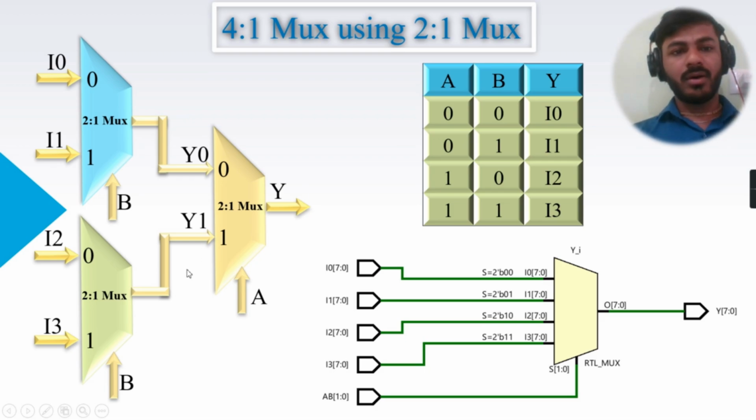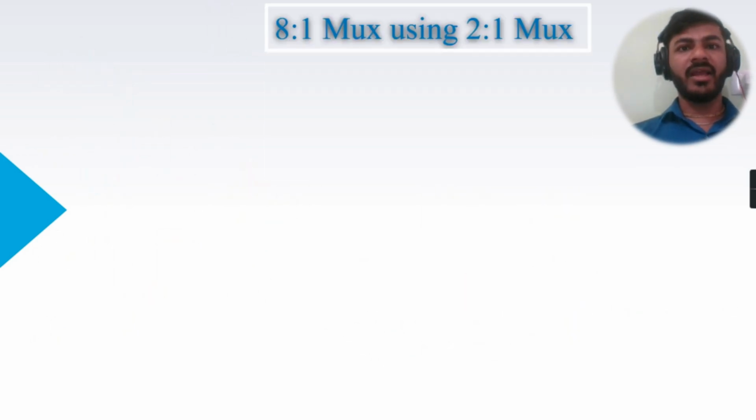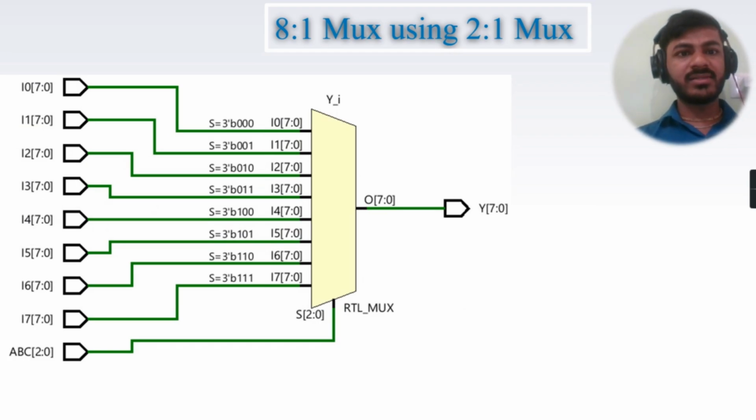Okay. Now let's jump to the implementation of 8 is to 1 mux by using 2 is to 1 mux. Here also you can see the gate level schematic of 8 is to 1 mux. It has 8 inputs that is I0 to I7 and to implement this 8 is to 1 mux we need 3 select lines. So A, B and C are my select lines and Y is my output. So based on the select lines, one of the 8 inputs will be routed to Y.